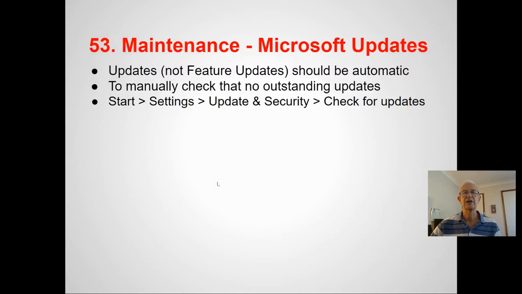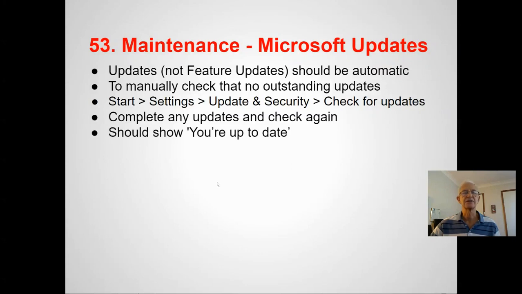So as I've shown you before, you go Start, Settings, Update & Security, and check for updates. And complete any updates that come up. Just because it says you're up to date doesn't mean anything. Wait until it's done a check for updates, and then do any updates if any come up. And if it now says you're up to date, you are up to date because you've just done a check.